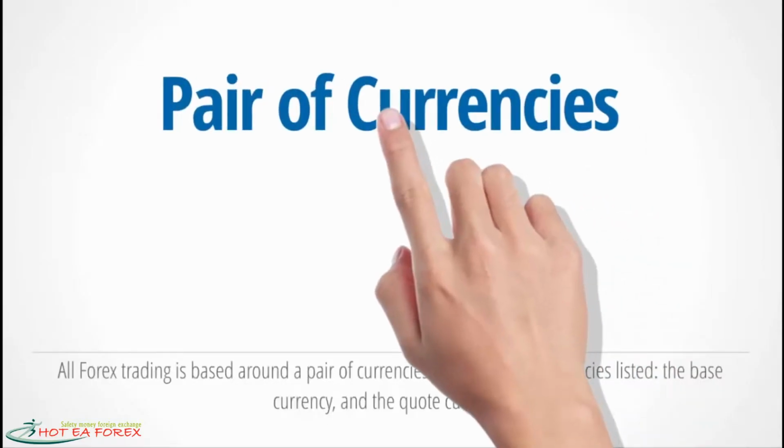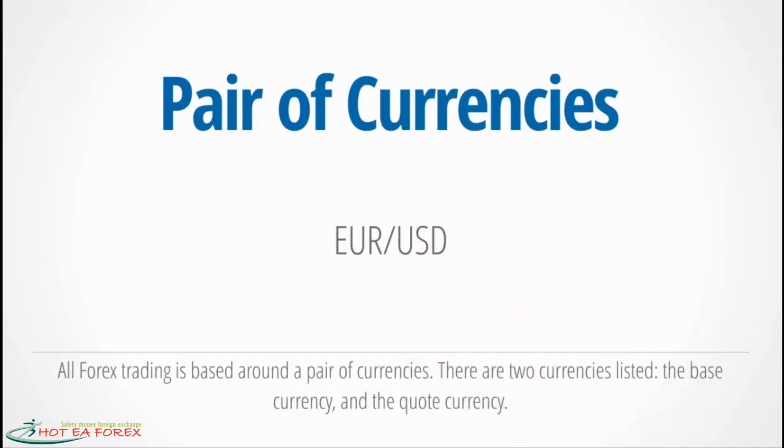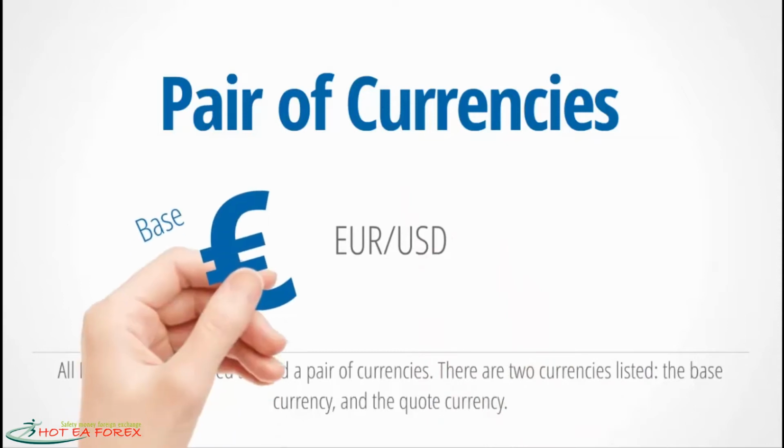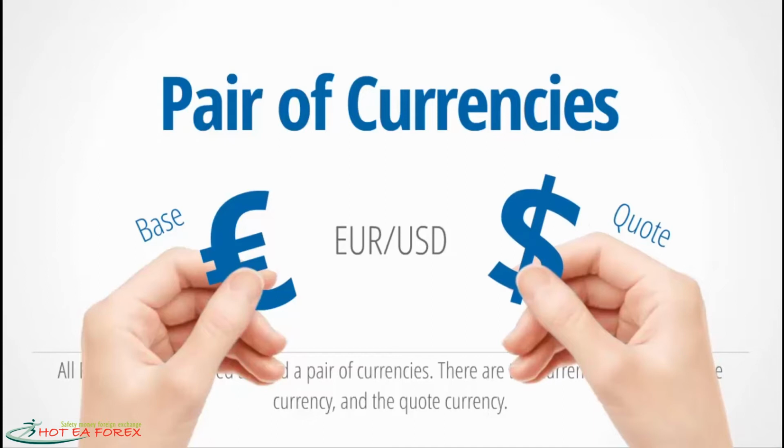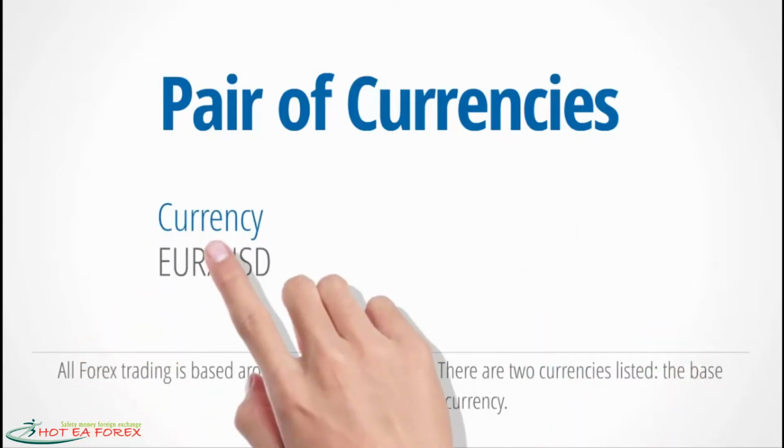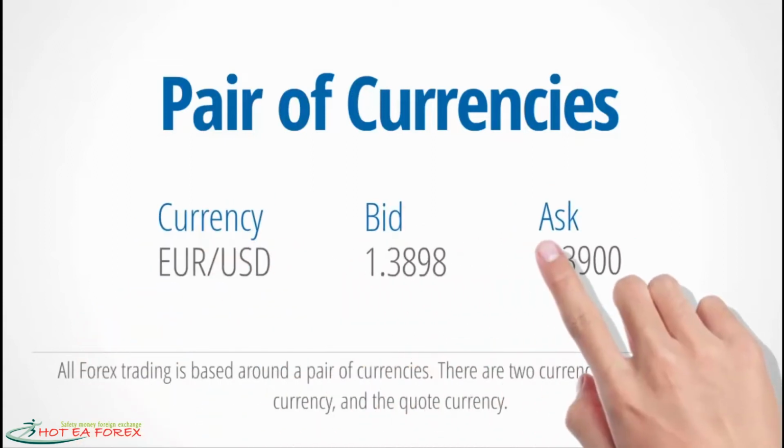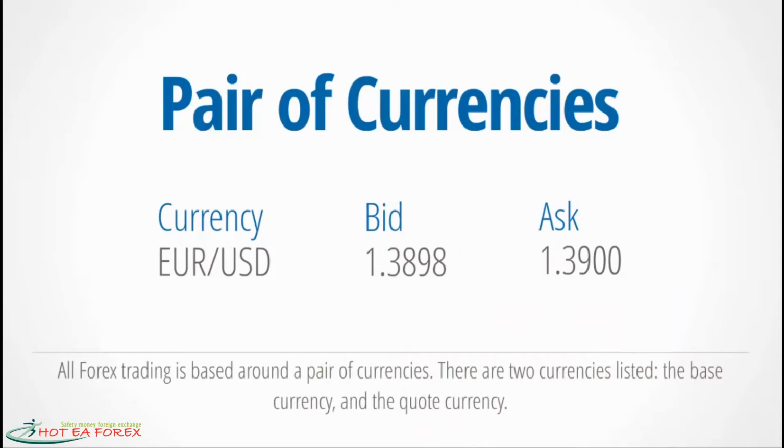All Forex trading is based around a pair of currencies. As you can see, there are two currencies listed in this quote. The first symbol, EUR, represents the euro. So the euro is the base currency. The second symbol, USD, represents the dollar, so the dollar is the quote currency. The example shows that you'll need $1.3900 to buy 1 euro.